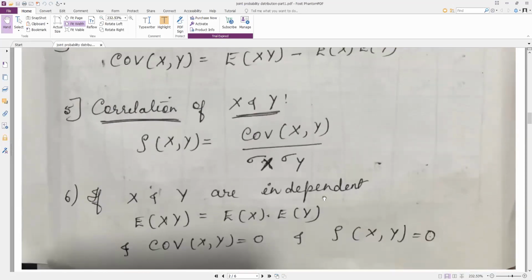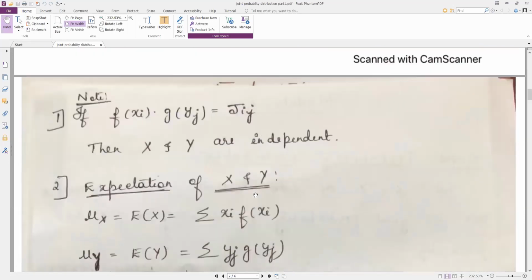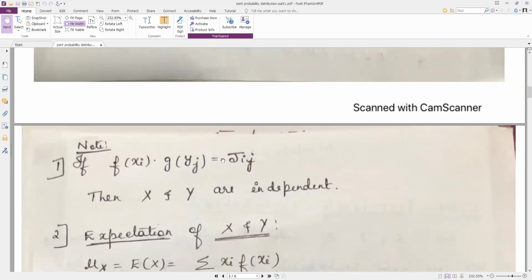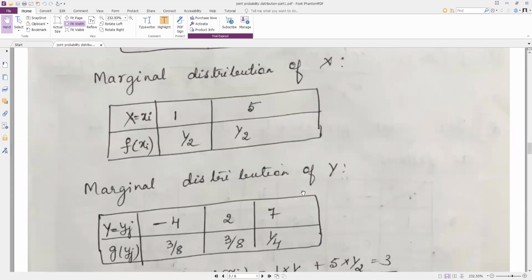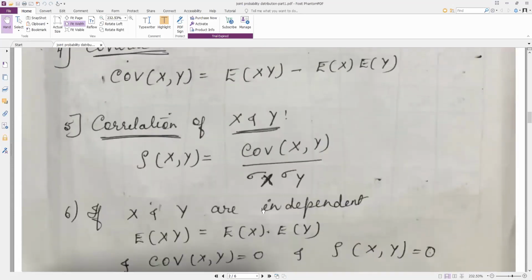And then if x and y are independent, expectation of xy is always equal to what? Expectation of x into expectation of y. So there are two things you can check when x and y are independent. If the product is so, then we can say x and y are independent. And suppose x and y are independent, then we can write the expectation of xy same as expectation of x into expectation of y. This also you can check.